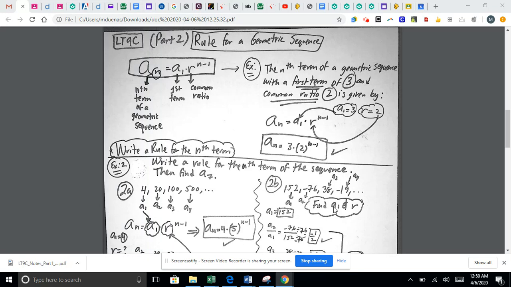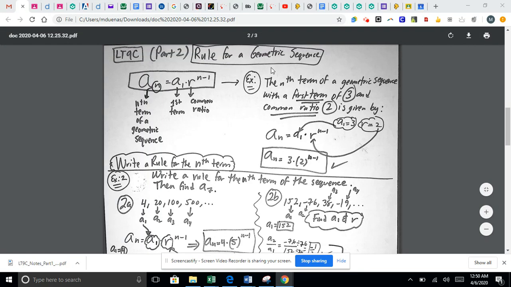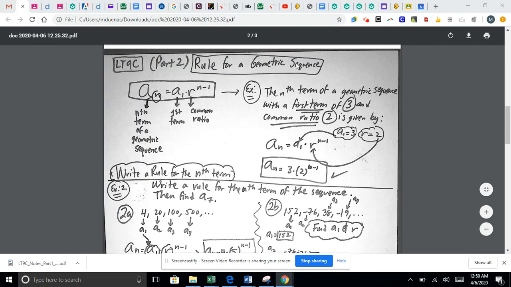All right. Here's part 2. Part 2 involves knowing the rule for a geometric sequence. Feel free to pause the video at any time so you can take notes and review it, okay? So again, this is the rule for a geometric sequence. The rule is basically A sub n is equal to A sub 1 times R to the n minus 1 power. Let me go ahead and emphasize what these mean.